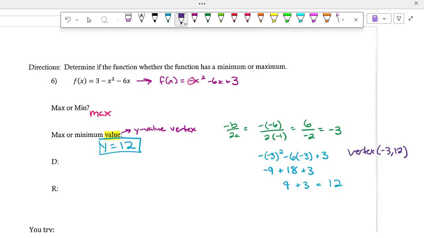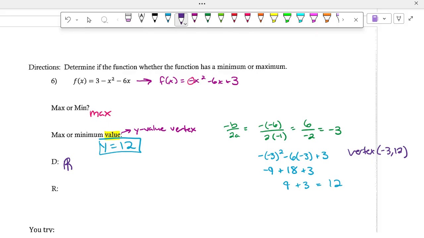Now, domain should always be the easiest thing you ever have to find. What's a domain always? All real numbers. So guys, domain, especially if it's just a regular parabola, it's not saying that it starts or stops anywhere, like it's not just a bunch of points in a parabola-like shape. The domain's always going to be all real numbers unless stated otherwise. Okay? Now, what about the range?